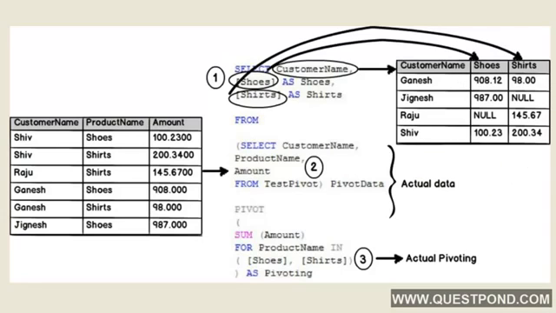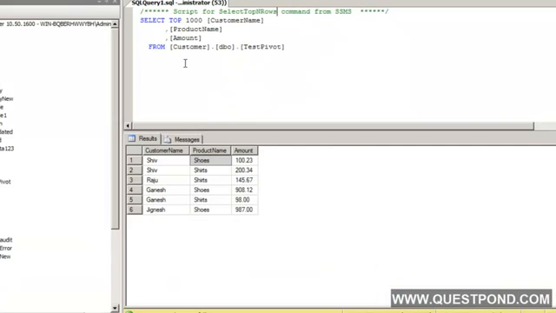Right? So this was a basic theory of how the pivot code looks like. Now let's go ahead and execute this pivot code and see all this thing in actual action. So let's go ahead and do the actual practical. So the complete code is divided into 3 parts.